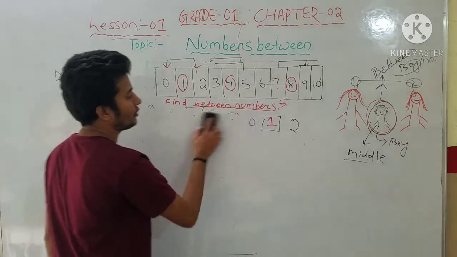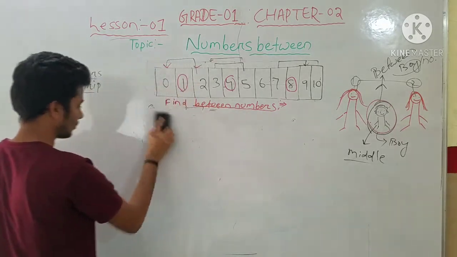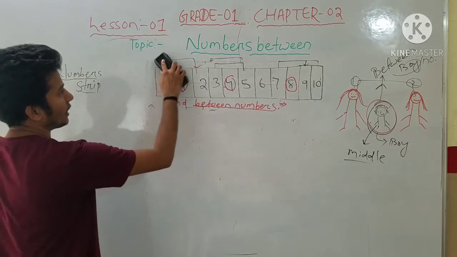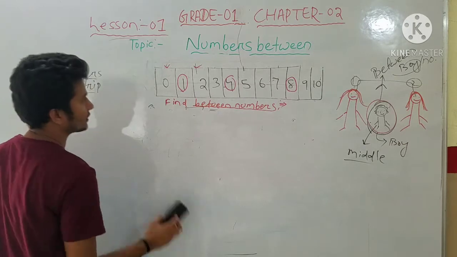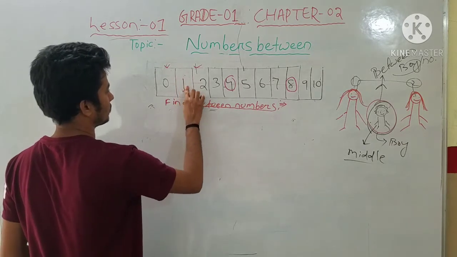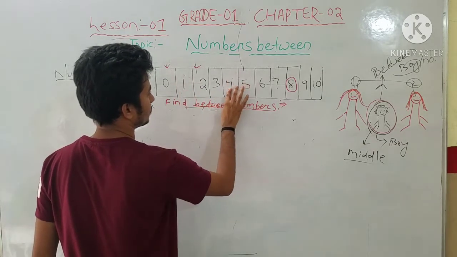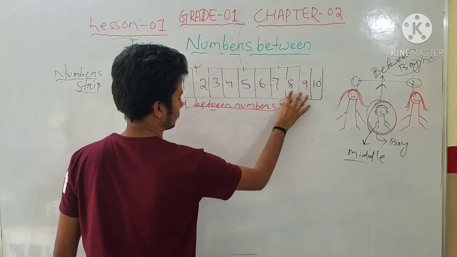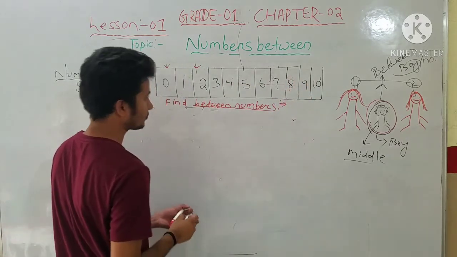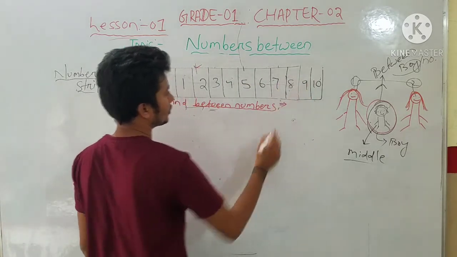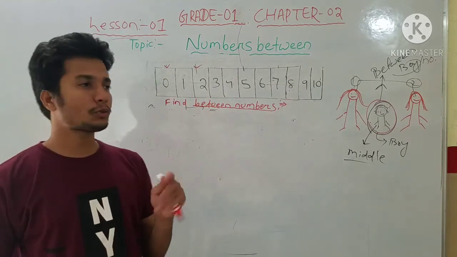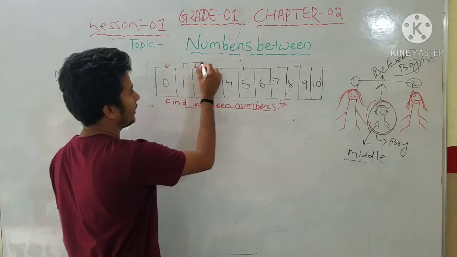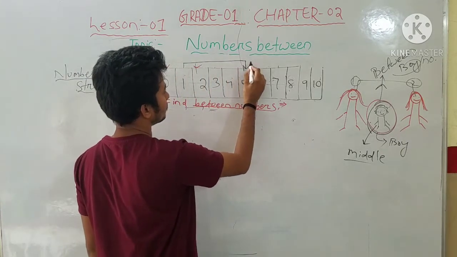I will give you. So like this student, if I will ask who is sitting, or which numbers are sitting between 1 and 5.